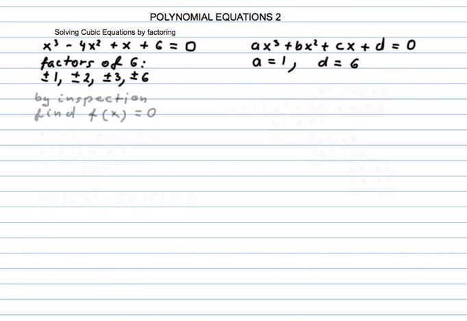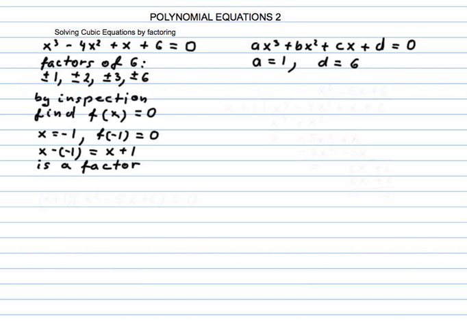So all you have to do is just by inspection find which factor, -1 or 1, -2 or 2, -3 or 3, -6 or +6 will make the value of this polynomial equal to 0. So x equal to -1 actually makes the value of this polynomial equal to 0. So recall the factor theorem. If -1 makes it 0, then x minus -1 is a factor. So x plus 1 is a factor.